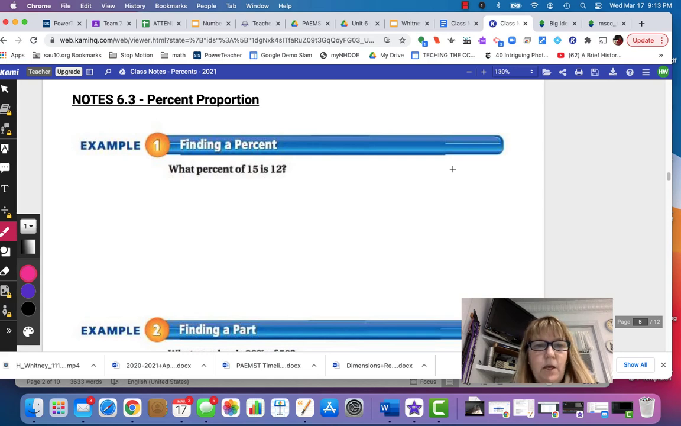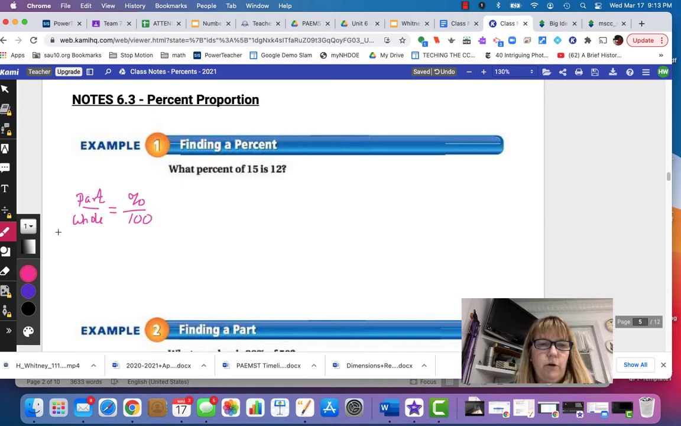Whitney's. Okay, so the percent proportion sounds a whole lot more complicated than it really is. The percent proportion really is a proportion, which we know from the previous unit means that two ratios are equal to each other. And on one side, we have the percent over 100. On the other side, we have the part divided by the whole.